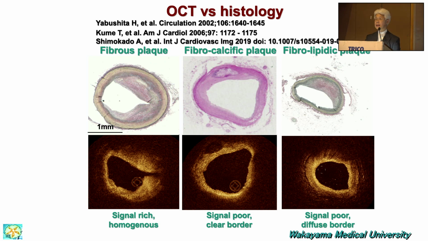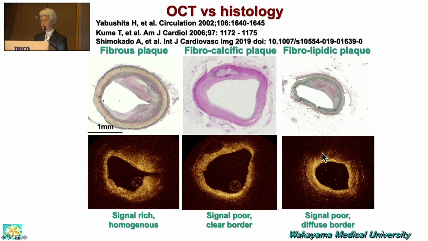So what is the morphology? It is very simple compared with IVUS. If it's fibrous plaque, you can identify a signal-rich homogeneous portion. The calcium is like this: signal poor, clear border, you can easily delineate. Here is a calcium. And the lipid is signal poor with a diffuse border. Diffuse border means it is difficult to point out where the lipid starts.